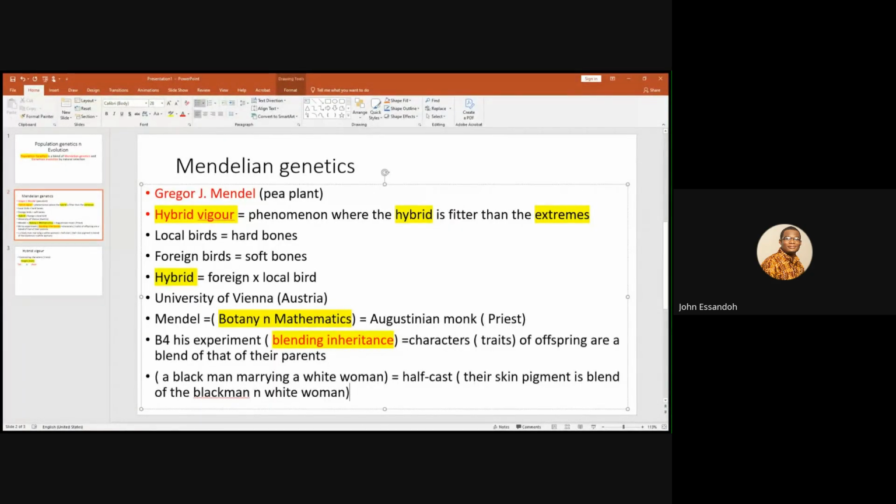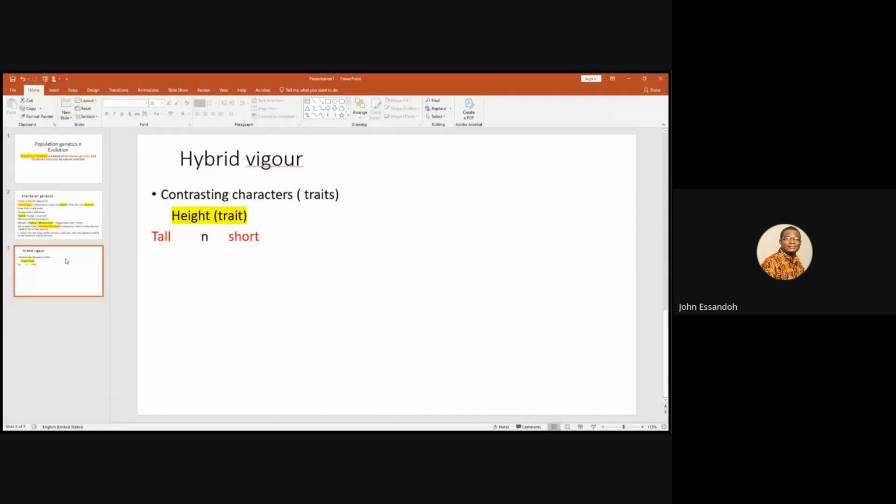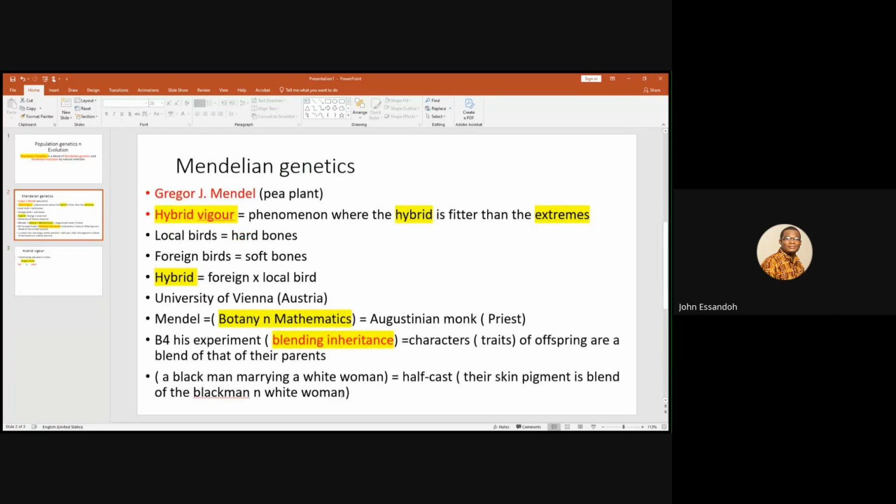So anytime you talk of blending inheritance, it means that if a tall man marries a short woman, we expect the children to be the average of the two. That was what the theory was saying, like the way skin pigment works. So we expect that when a tall man marries a short woman, the children should be of average height, likewise like the skin color.